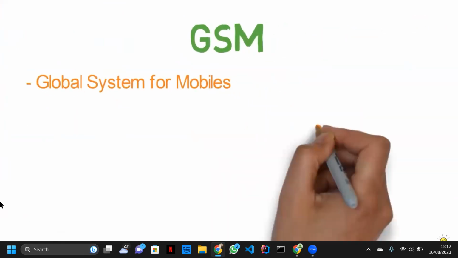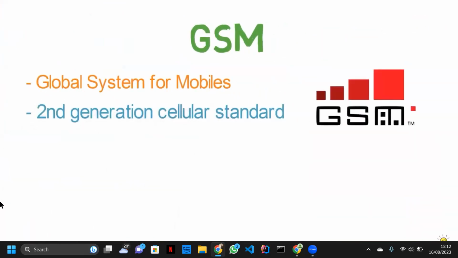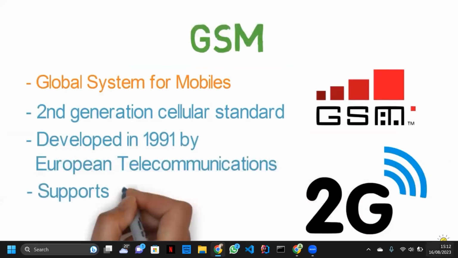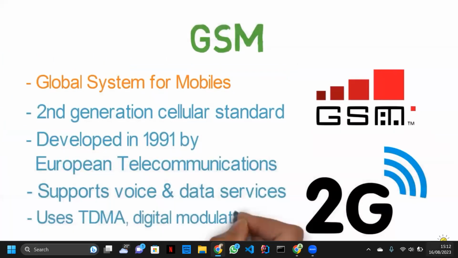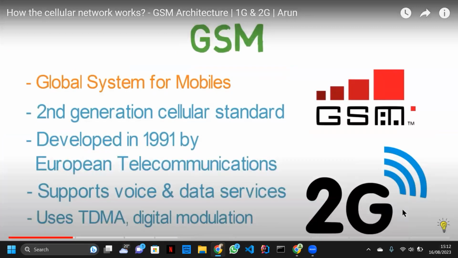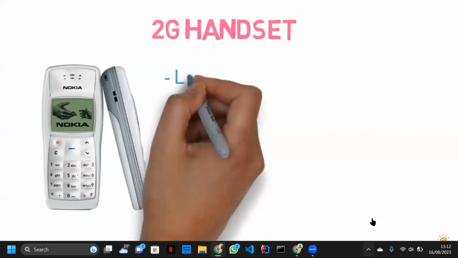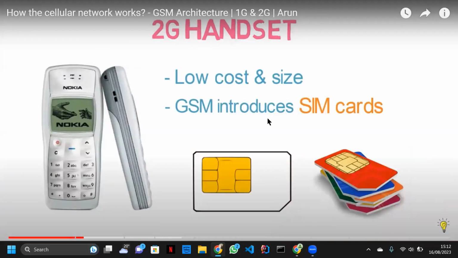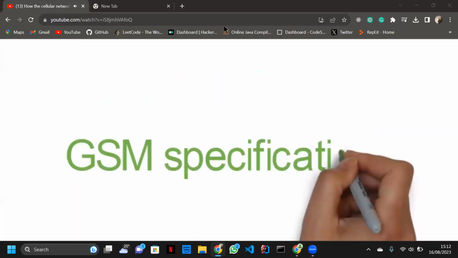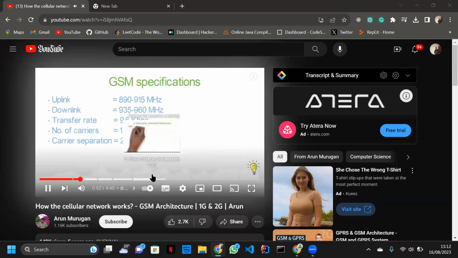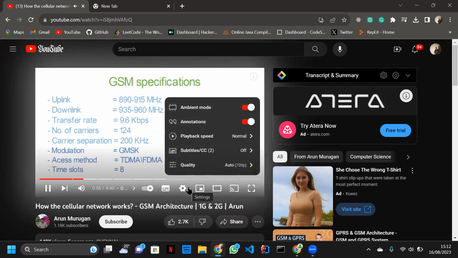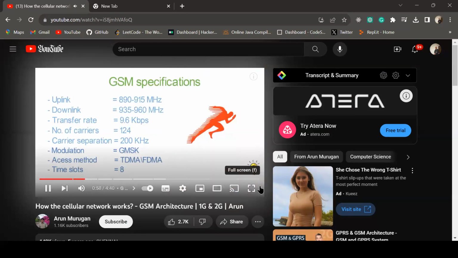Global System for Mobile Communication. GSM is a second generation cellular standard developed in 1991 by European Telecommunications to support voice and data services. It uses digital modulation with TDMA, while 2G handsets were cheaper and less in size. GSM was the first generation to introduce SIM cards. GSM had certain specifications like uplink, downlink, transfer rate, etc. to carry information. Mainly it has a GMSK digital modulation and a TDMA access method.